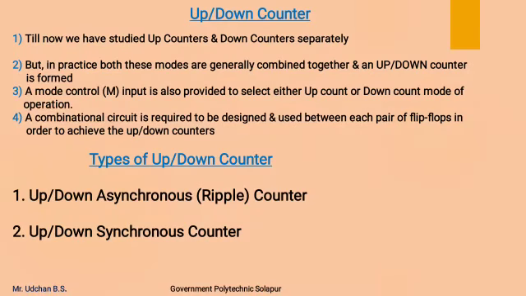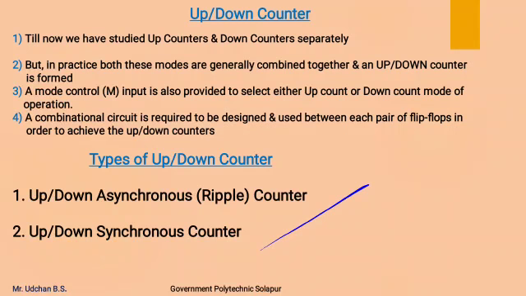Till now we have studied the up counter and down counter separately, but in practice both these modes are generally combined together and an up-down counter is formed. A mode control input M is also provided to select either up count or down count mode of operation. A combinational circuit is required between each pair of flip-flops in order to achieve up-down counters. There are two types of up-down counter, that is asynchronous up-down counter and synchronous up-down counter.